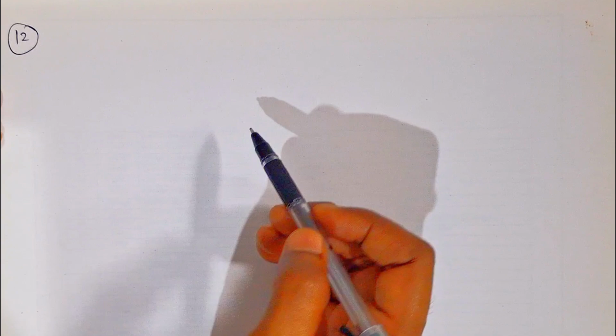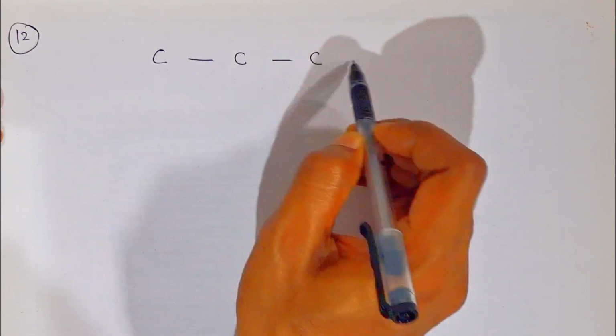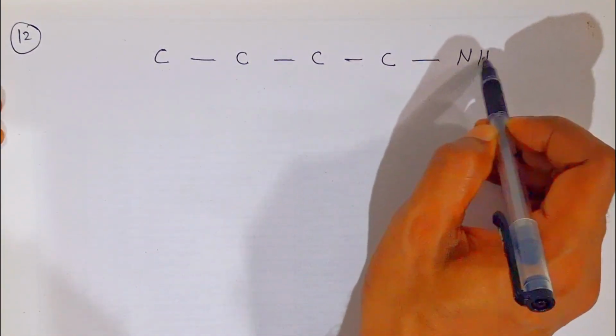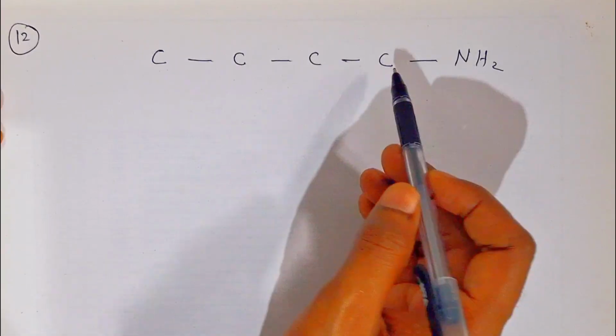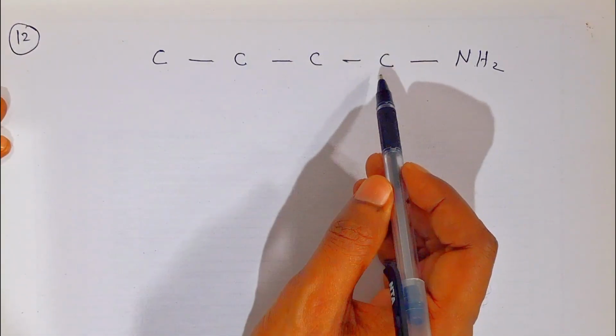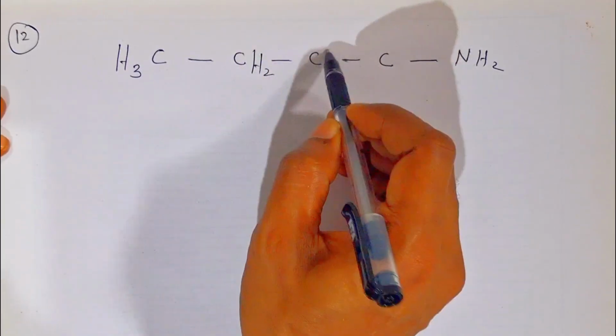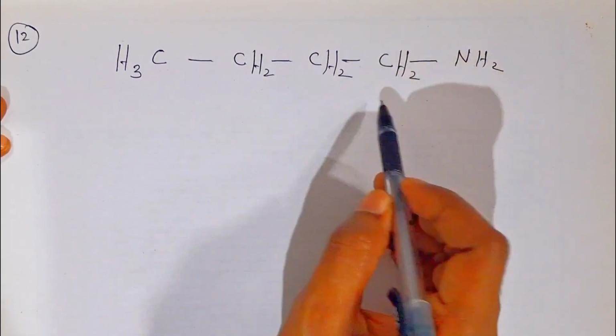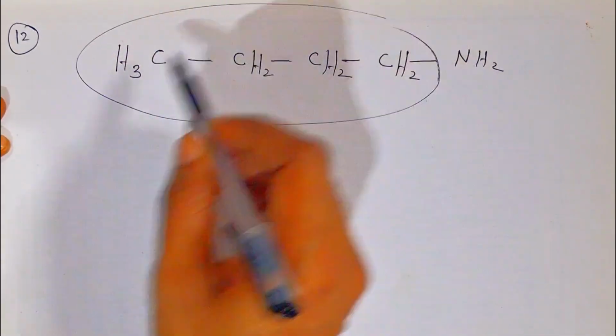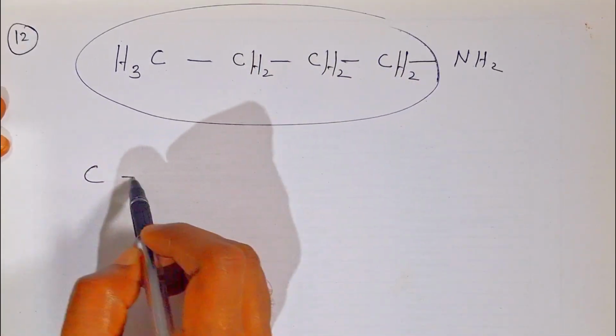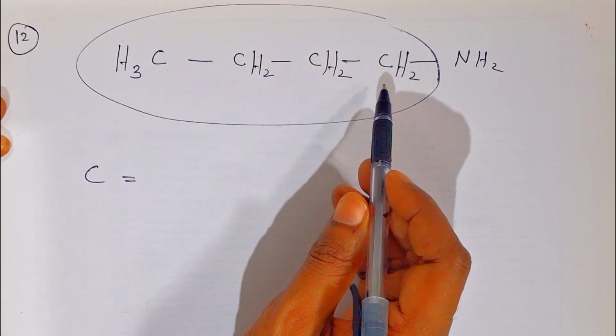So what happens, students, when ammonia is attached to this carbon? Here, students, when you see this, which type of alkyl is it? Alkyl containing 4 carbon. Fill the valency with hydrogen: CH3, and here will be CH2 and CH2. So which type of alkyl, students? This is nothing but containing 4 carbon, we call it normal butyl.